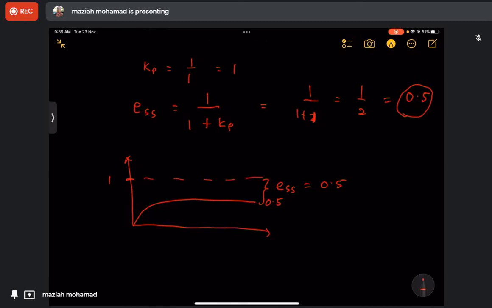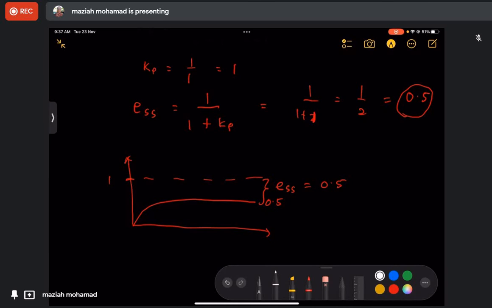Okay, so this is for the first case when we apply a step input. Any question? Right, no question. Let's continue with the second input.